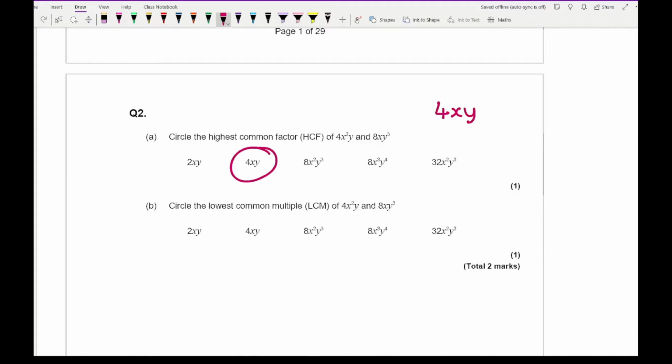For B, it says circle the lowest common multiple. So for this, I need to use the smallest number that appears in both the 4 and the 8 times table, and that's going to be 8. And then here I want the highest power of each of the letters. So here my highest power of x is x squared. My highest power of y is y cubed. So I'm looking for 8x squared y cubed, which is my third option.